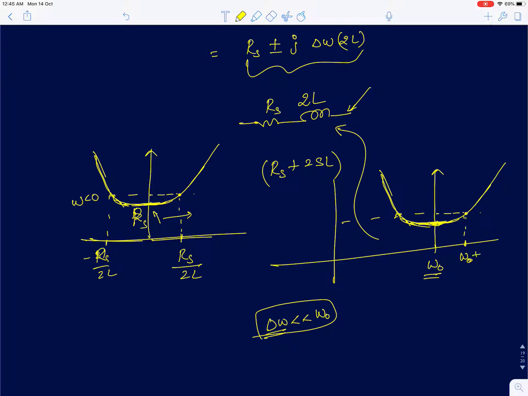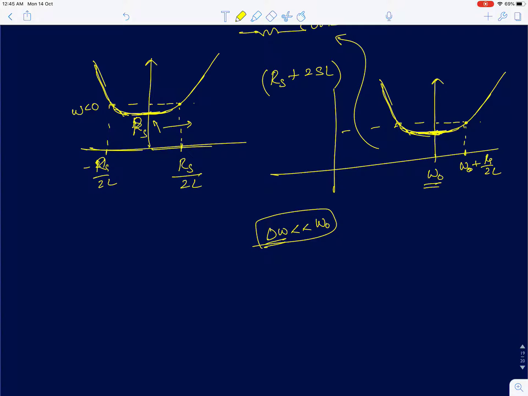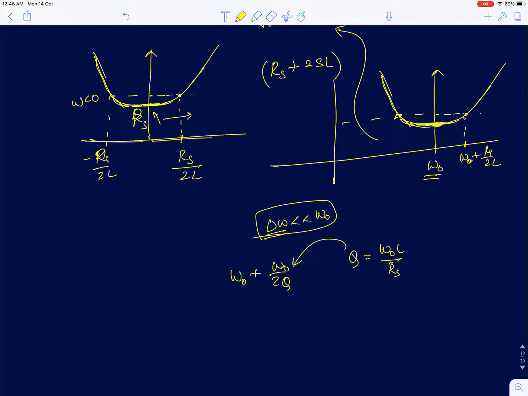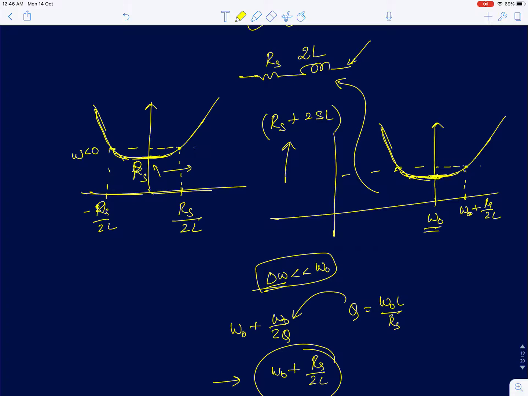Here it is omega naught plus delta omega, which is plus Rs by 2L, and we can very easily show that. We just mathematically derive that result to be omega naught plus omega naught by 2Q. Now if I substitute Q as omega naught L by Rs in this equation, I am going to get omega naught plus Rs by 2L. So that's the 0 of a resistor of value Rs and 2L in series with it.